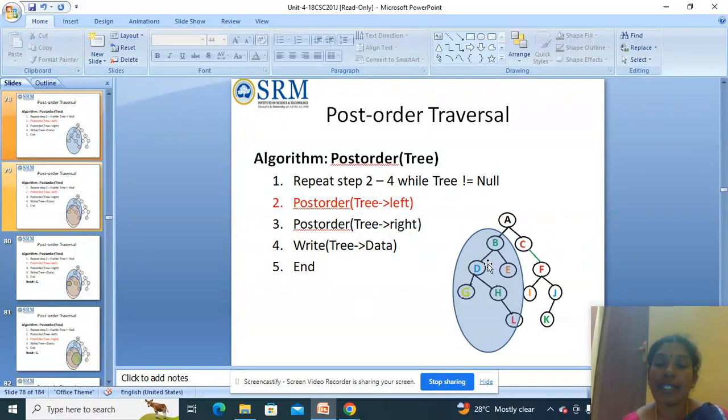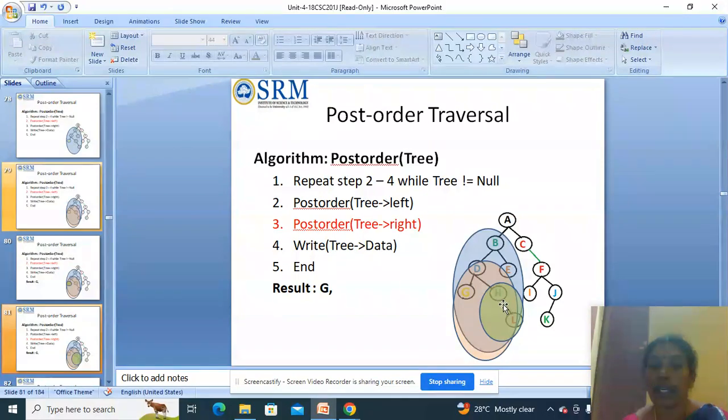The left is here. First we take B, and the left is D. This D is also again a subtree. The left of this D is G, so the first value is G. This is again a left subtree, and here the left is G, and then the left is over. The right of this D is H and L. This will be taken next.